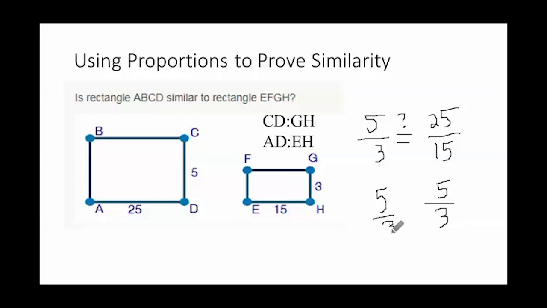Since they have the same proportion, all of my corresponding sides must, because we know the same will be true for BC to FG and BA to FE, since they will have the same measures as well. And I can say, yes, they are similar, due to the corresponding sides all having the same proportion.